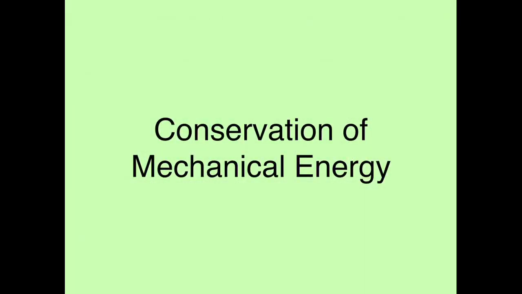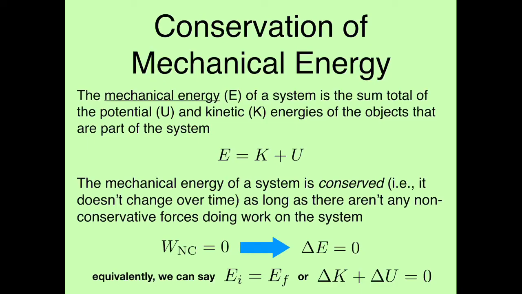Okay, so the next topic is conservation of mechanical energy. So first, we'll define mechanical energy, what this term means. In equations, you're going to see this as the variable capital E, that stands for mechanical energy. And it's really just the sum total of potential and kinetic energies in whatever system you're looking at. So E, that's mechanical energy, is equal to K, that's kinetic, plus U, that's potential. That's the definition. The reason we care about mechanical energy is under certain circumstances, it can be conserved.